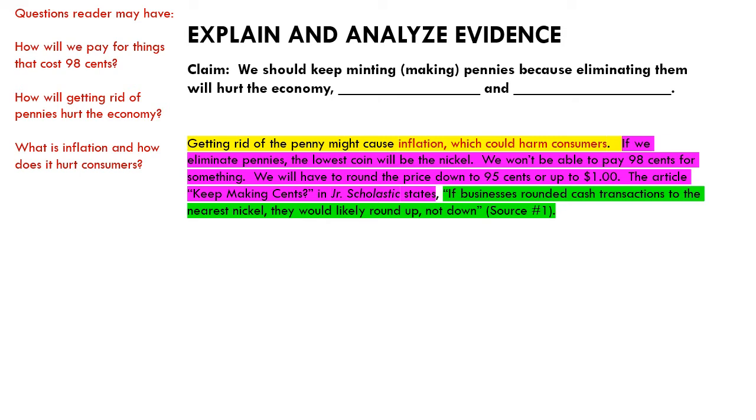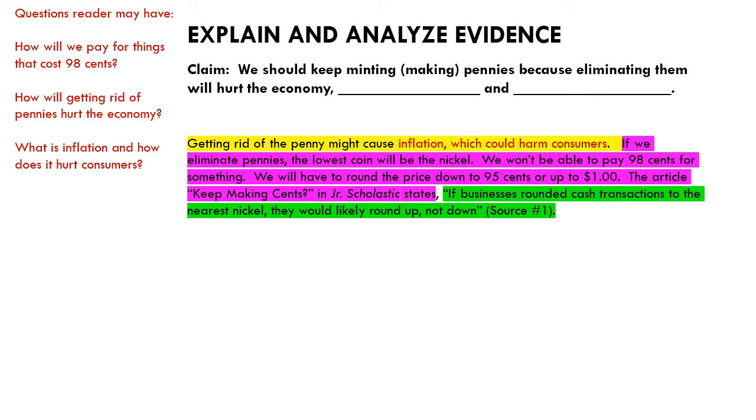Okay, so that's a little background about how we would pay for things that cost 98 cents. We wouldn't. Okay, we are either going to have to round down or up. Now, the article Keep Making Sense in Junior Scholastic states this. Here's my evidence. If businesses rounded cash transactions to the nearest nickel, they would likely round up, not down.